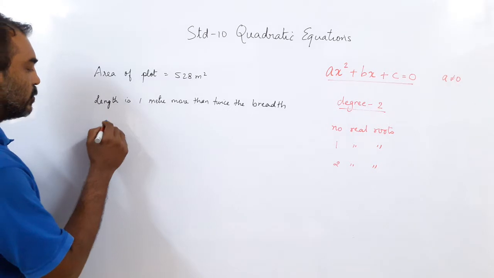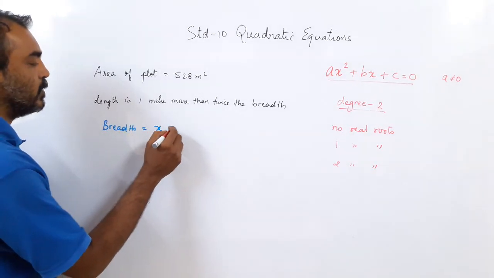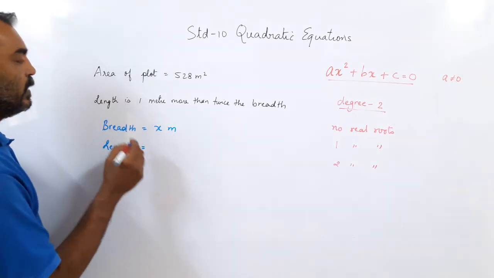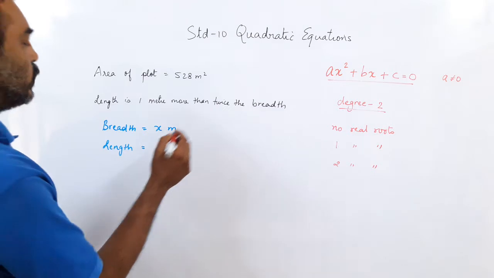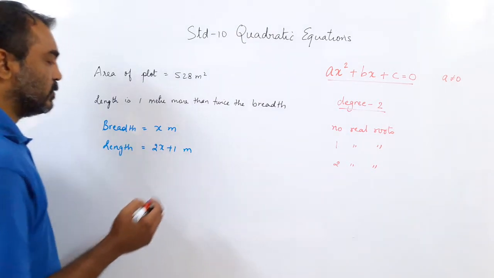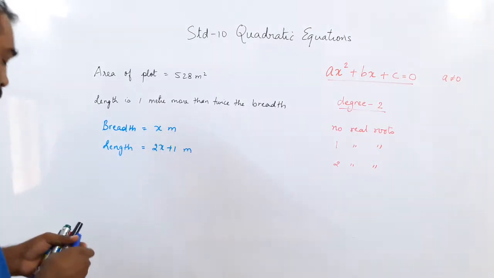So let us say the breadth of the plot was x meter. So by that relationship, what would the length be? It is 1 meter more than twice the breadth. So it is 2x plus 1 meter. How? The length is 1 meter more than twice the breadth.